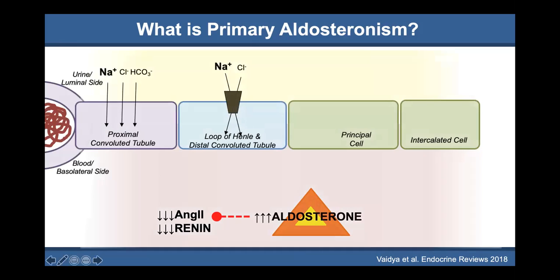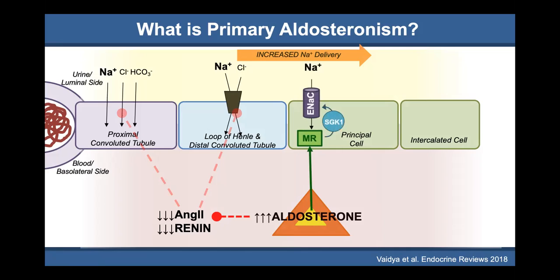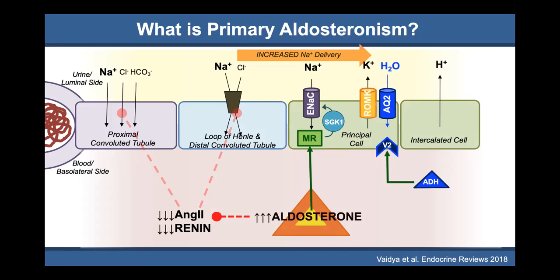So here's the cartoon of the nephron again. Since angiotensin II is maximally suppressed, proximal sodium reabsorption is diminished, which means more sodium is delivered to the distal nephron. Here, it is met with this high or excess aldosterone interacting with the mineralocorticoid receptor in the principal cell to induce excess or increased ENaC-mediated sodium reabsorption, which results in increased volume expansion. And all along, each sodium that's being reabsorbed is paired with the excretion of either potassium or hydrogen ion.